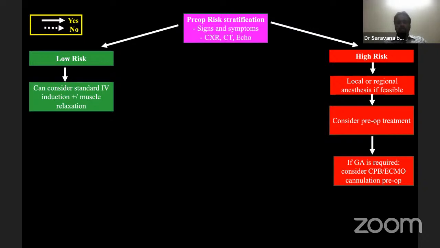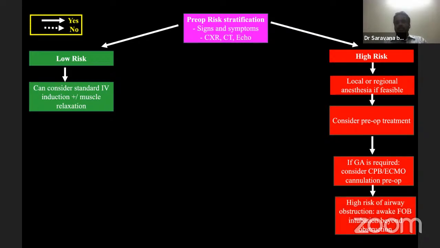Before that, we have to put the patient on a femoral bypass, a cardiopulmonary bypass, or ECMO cannulation pre-op. Once CPB and ECMO take care of the patient, then you can start induction of GA in these patients. And there is always a high risk of airway obstruction in these kinds of patients. So always do an awake FOB intubation and place the tube beyond the site of obstruction. All these steps have to be followed if you are dealing with a high-risk patient.